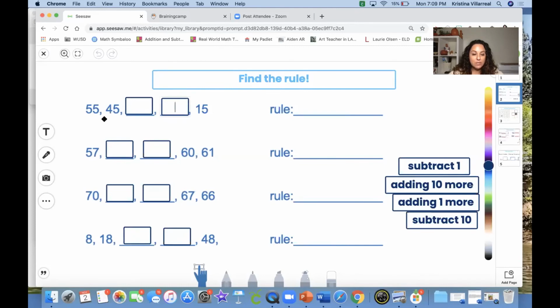And let's go ahead and do the first one together. We have 55, 45, and then I end up at 15. I am definitely subtracting 10. So I would put 35 right here, and then I'll put 25, and then I end up at 15. So my rule is subtracting 10. So I'm going to drag and drop that right there. Now you are going to do the rest of them on your own. You have subtract 1, adding 10, and adding 1 more.